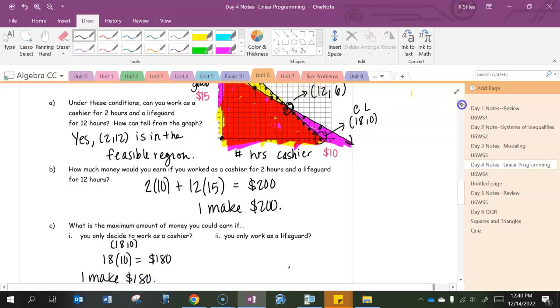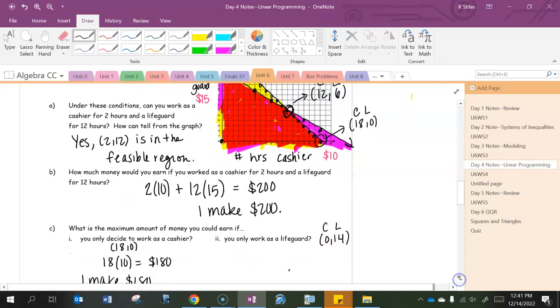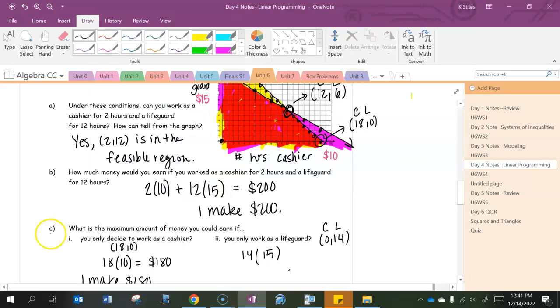So now if I only work as a lifeguard, okay, here's the lifeguard. This is the point 0, 14. Okay, again, this is cashier, lifeguard. So that's 14 hours as the lifeguard. And again, the lifeguard gets $15 an hour. So that's $210, which you can see is more.